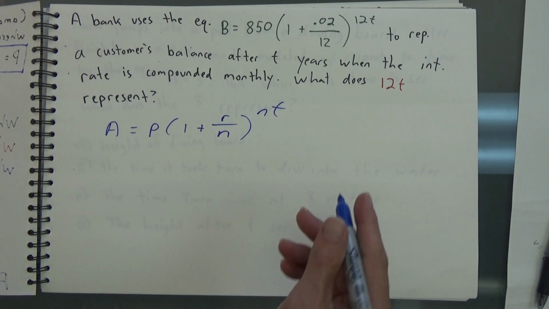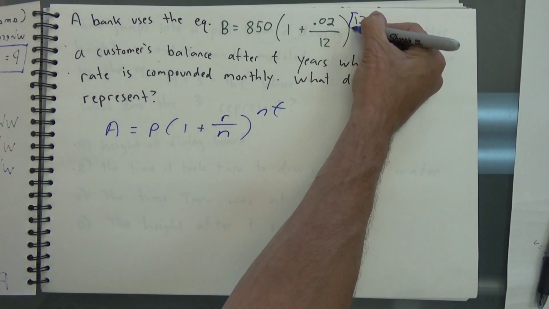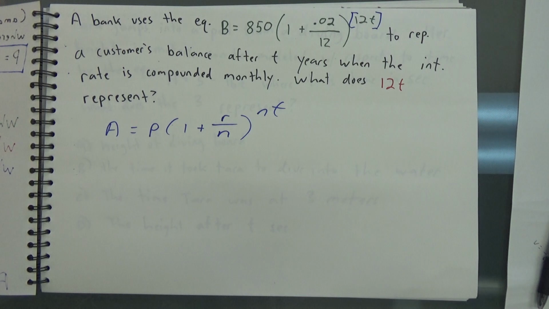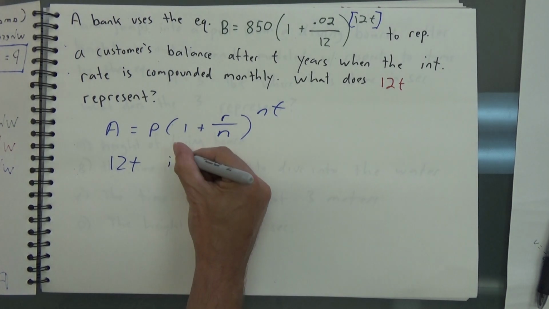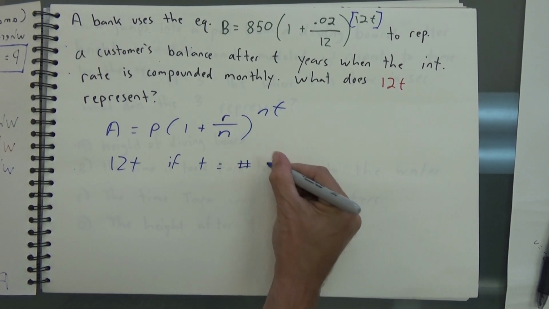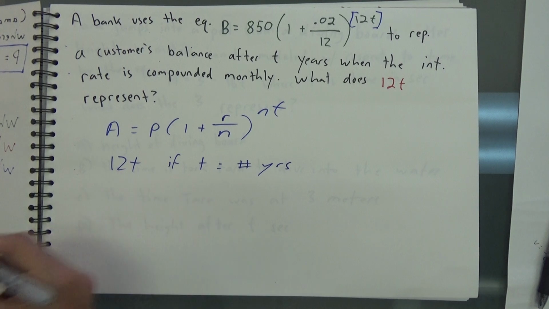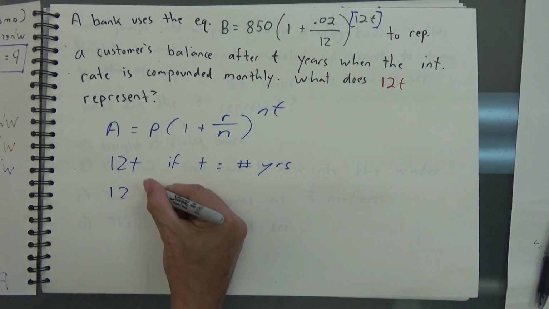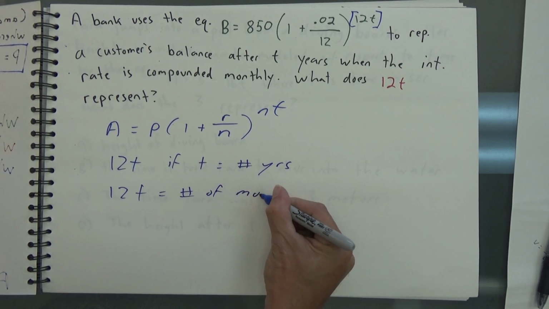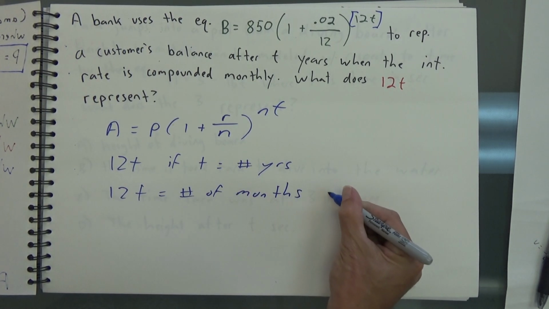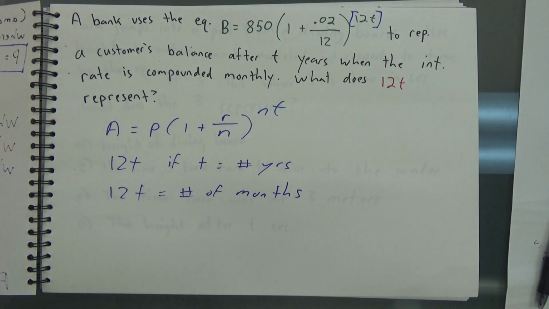So if they want 12t, then t is in years. Even without the compound interest, if they just said, what does 12t represent? If t is the number of years, then 12t is the number of months since he opened the account.